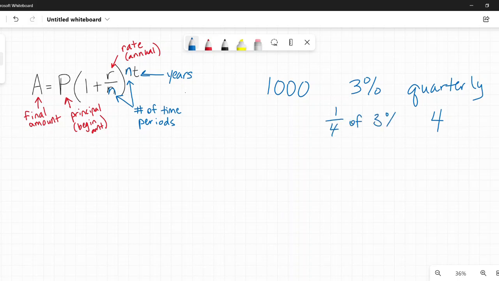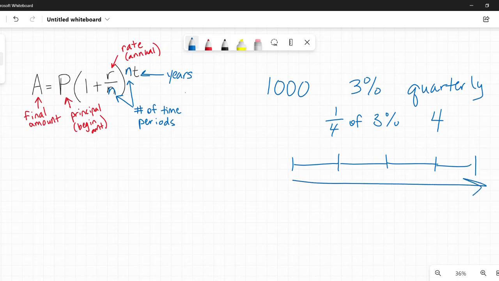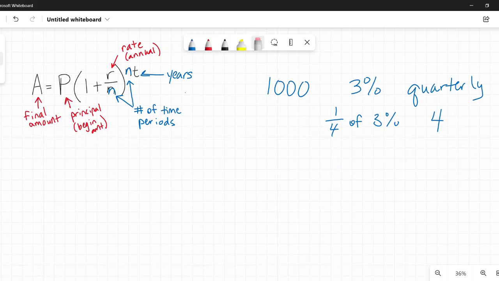of 3%, because if you're going along through the year, and you made it through the whole year, I'm going to multiply by 3%. No, I've only made it through a quarter of the year. So it stands to reason you should get a quarter of 3% as your interest. A quarter of 3%, we can do that mathematically as a quarter times 3%.